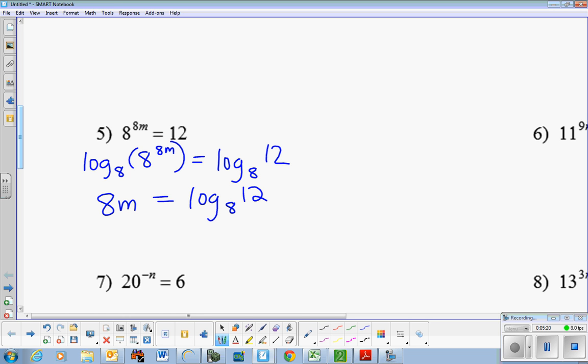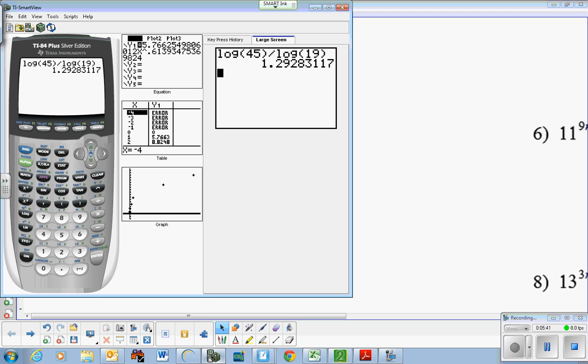Now to get m by itself, I'm going to divide both sides by 8. Log base 8 of 12 divided by 8. Again, non-calculator test, there's your answer. A calculator test where we want a decimal answer rounded off. We want to know what's log base 8 of 12 divided by 8. Well, log base 8 of 12 is log 12 over log 8.